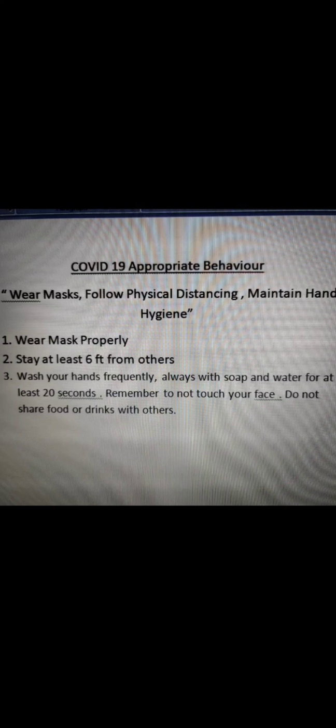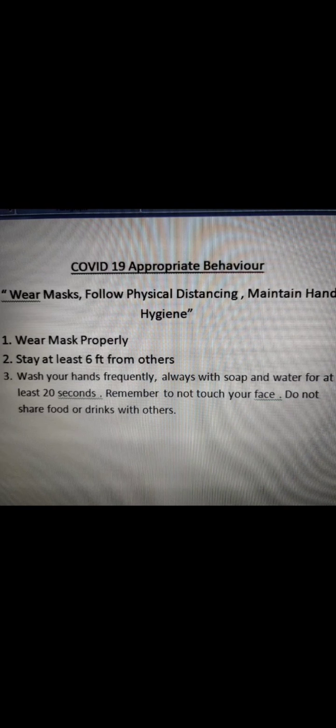So, before starting today's lecture, I would like all of you to read these instructions, which are the appropriate behavior to deal with COVID-19. We have to wear a mask. We should follow physical distancing. We should maintain health and hand hygiene.